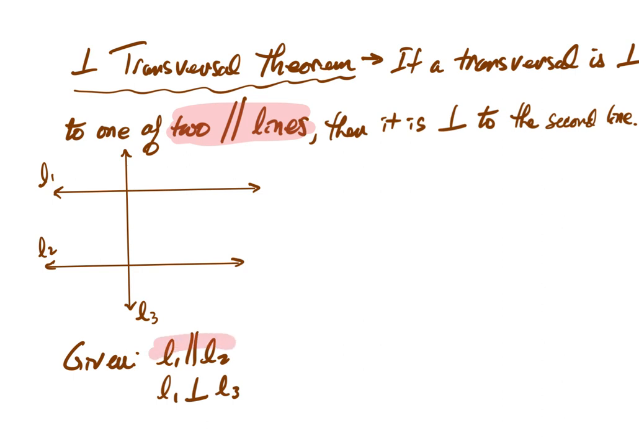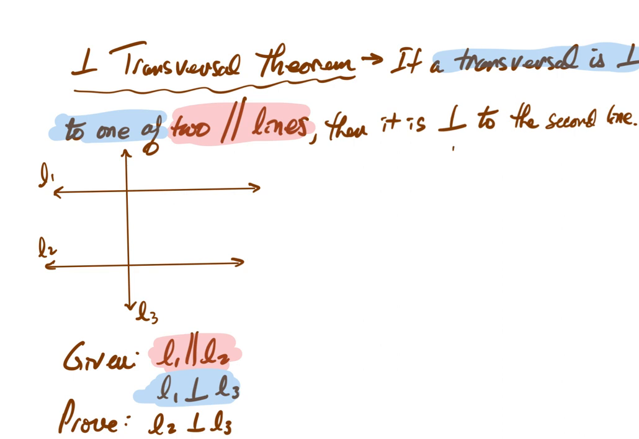So that would be line 1 parallel to line 2. And the second part is we have a transversal that's perpendicular to one of the lines. So that would be the second part of the given. Okay? And what we're trying to prove then is that the transversal is perpendicular to the second line. So we're trying to prove that line 2 and line 3 are perpendicular to each other.